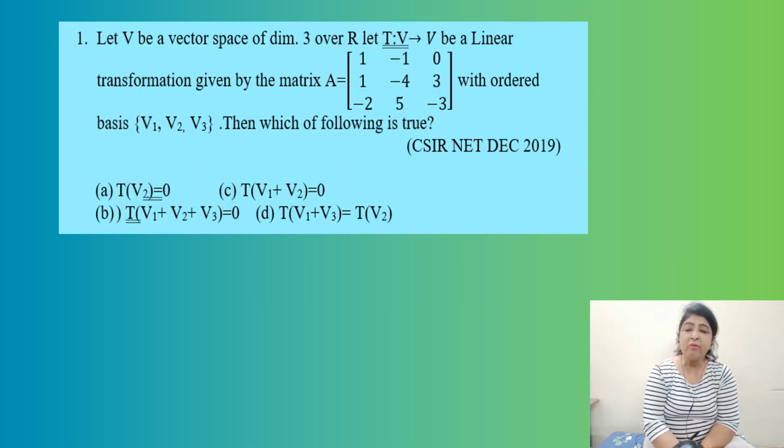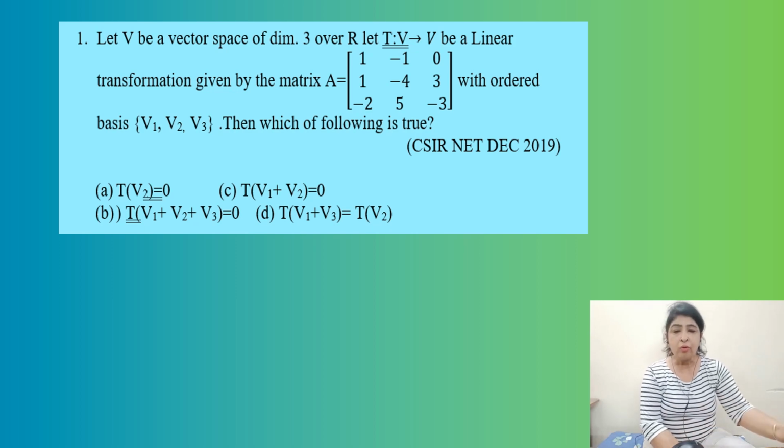Let V be a vector space of dimension 3 over R. Let T from V to V be a linear transformation given by the matrix A with ordered basis V1, V2, V3. Then which one of the following is true? This question was asked at CSIR NET in December 2019. Four options are given to you and you have to verify which one is correct.